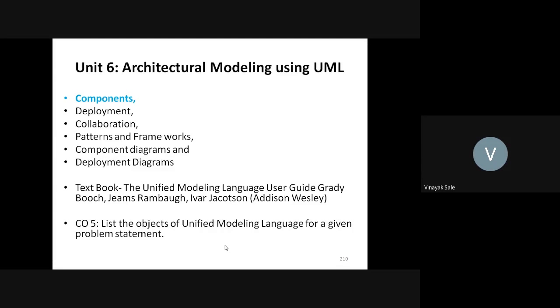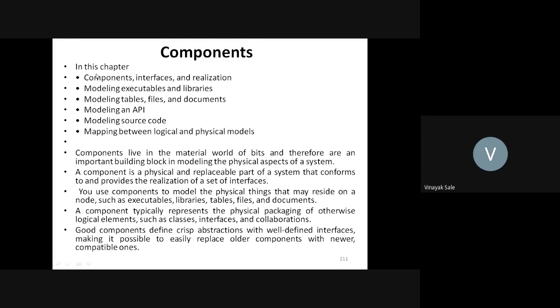So first we start with the topic of components. In this chapter we will study the component, interfaces and realization, modeling executables and libraries, modeling tables, files and documents, modeling an API, modeling source code, and mapping between logical and physical models.